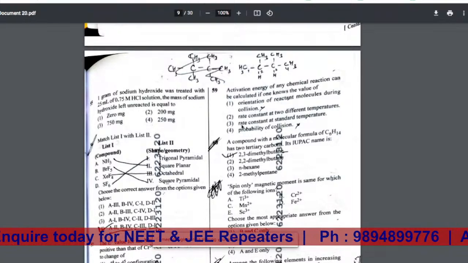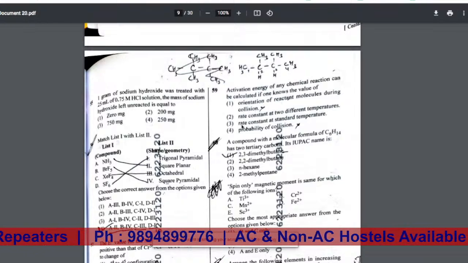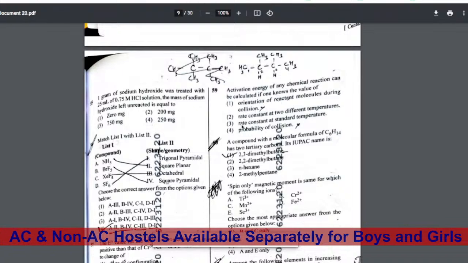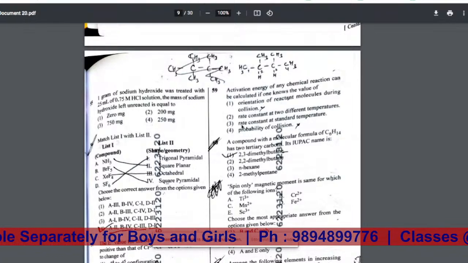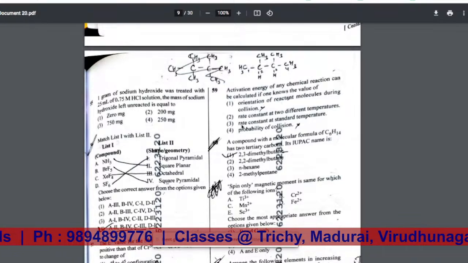Now we will check SF6. SF6: 6 plus 6 by 2, this is 12 by 2 equal to 6. Hybridization is sp3d2. If we check bond pairs, electron pairs are 6, bond pairs are also 6. So lone pairs are 0. Its geometry will be octahedral and its shape will also be regular octahedral.